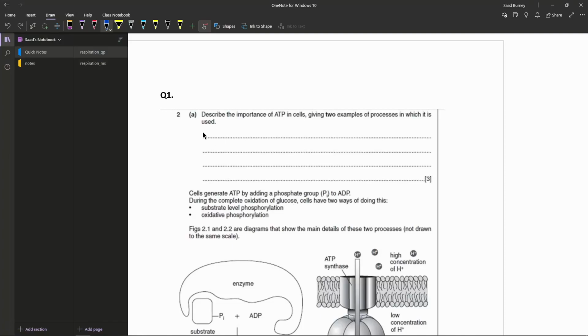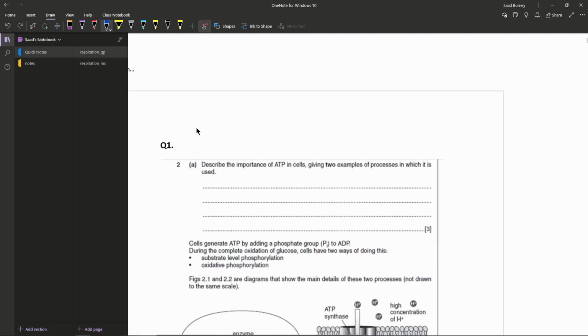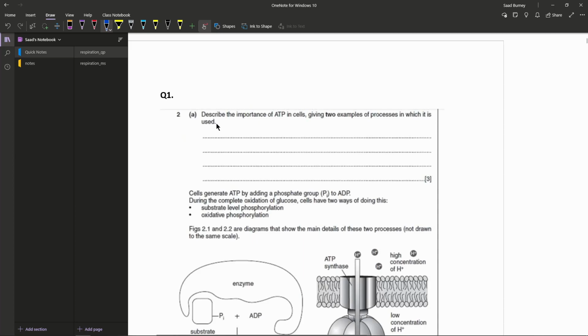Hello everyone. So from today we're going to be starting off with the past paper questions of respiration. So this is the first question that I've got right now, and so yeah, let's start off. Describe the importance of ATP in cells, giving two examples of processes in which it is used. So it's asking for importance and two examples.